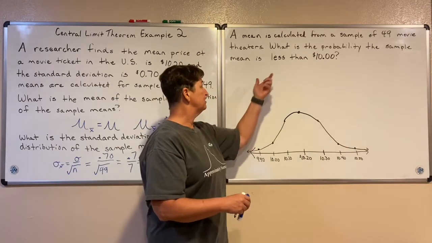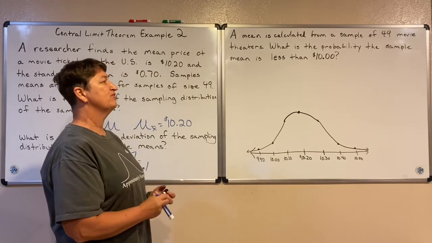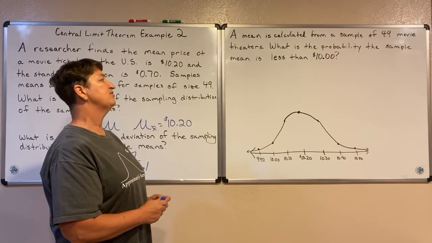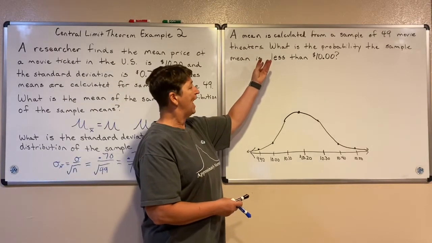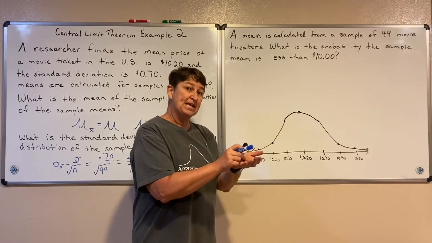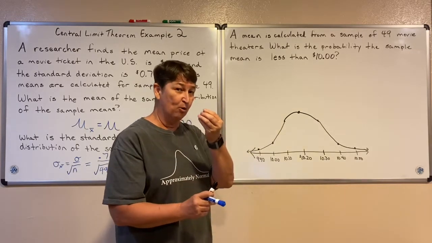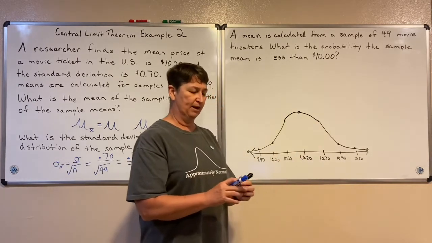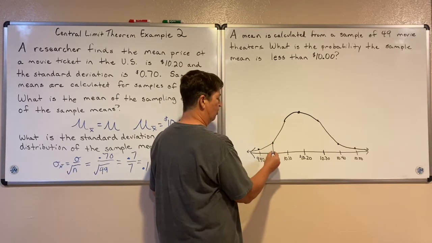Now, we're going to answer this next question using that information. A mean is calculated from a sample of 49 movie theaters. What is the probability the sample mean is less than $10? So we have gone out and gotten a sample of 49 movie theaters, found the mean of those movie theaters, and we want to know what's the probability that that sample mean, which is part of this distribution, it belongs here as part of that data. We want to know what's the probability that it's going to be $10 or less.